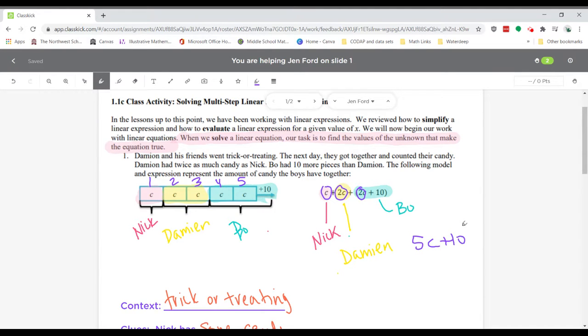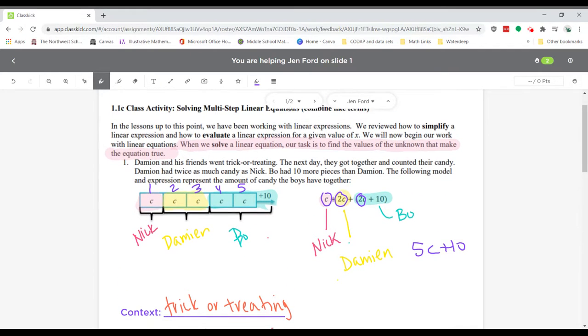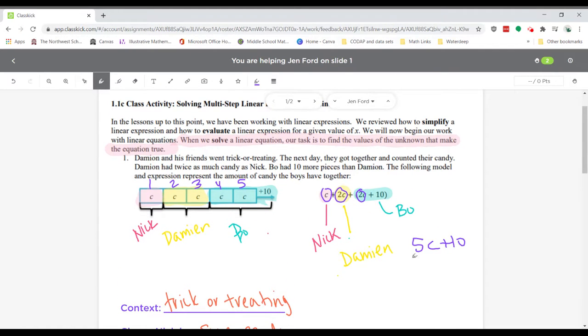The advantage of that expression is that it is more simple. The disadvantage of that expression is I no longer can look at the expression and see which part of the expression is Nick's candy, which part is Damien's candy, and which part is Beau's candy. So sometimes you're going to have to choose whether it's easier for you to work with a simpler expression like 5c plus 10, or if it's easier for you to work with a more complicated expression that gives you more information.